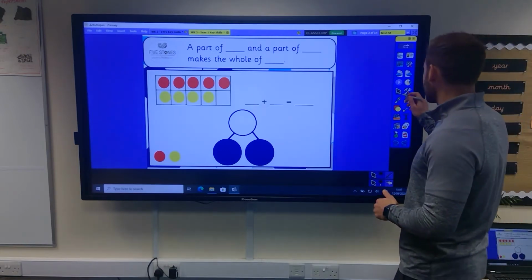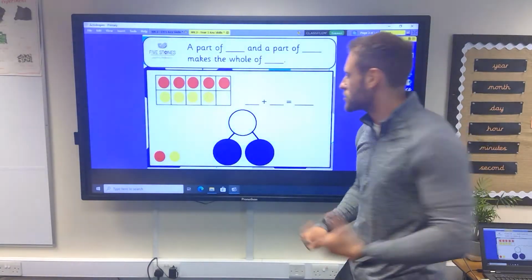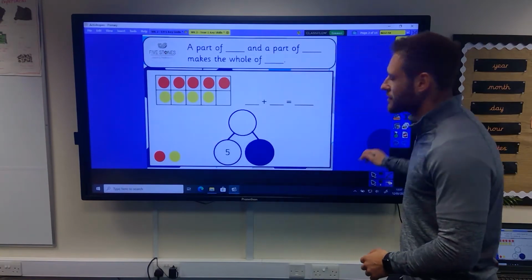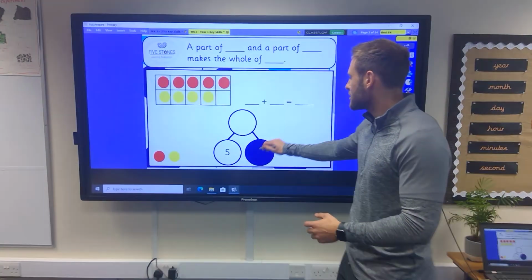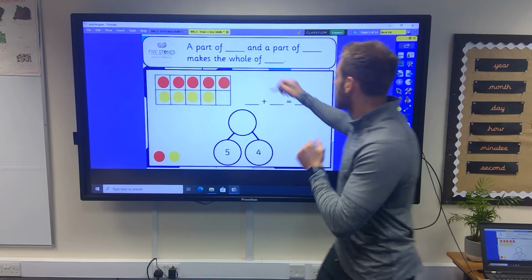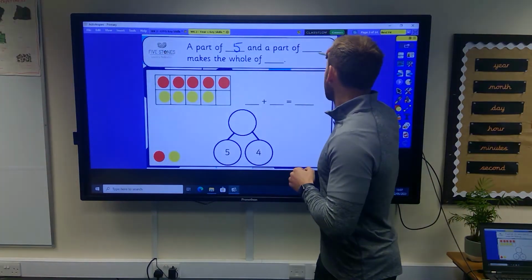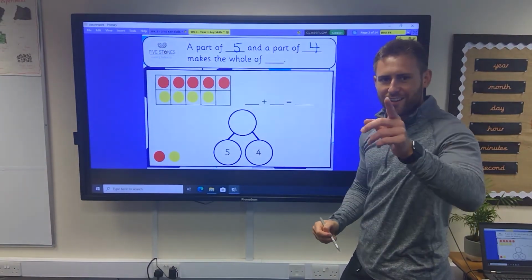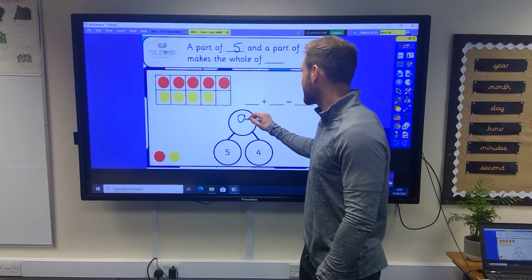Yes, that's great working from some of you. Some of you ultimately started with that part of 5. Yes, you found that part of 5 and a part of 4. But what did it make the whole of? A part of 5 and a part of 4 makes the whole of 9. Shall we double check?